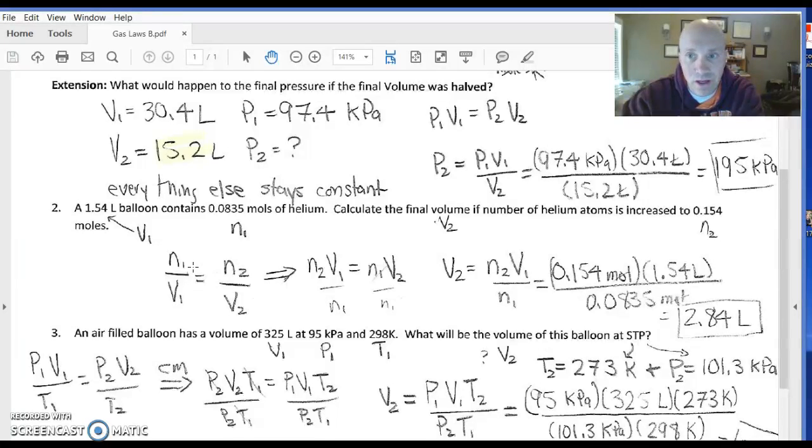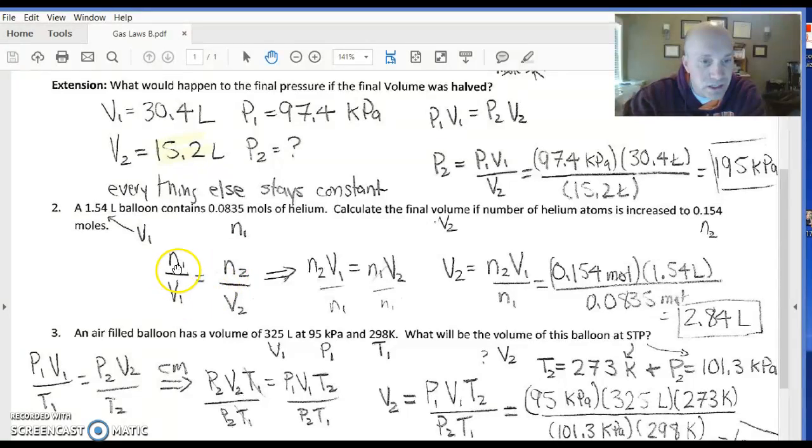We know that as you increase the number of particles of the gas, the volume of the gas would increase, just like blowing air into a balloon. It gets bigger because there's more air. So we need to calculate the final volume. We need to get V2 by itself.